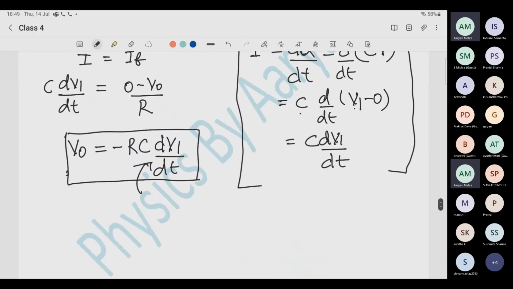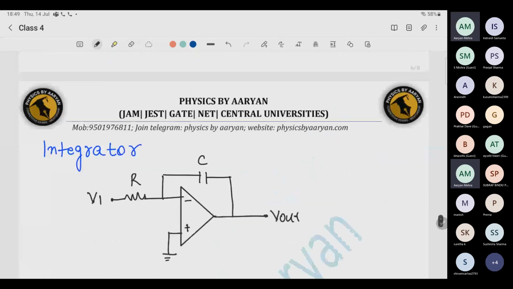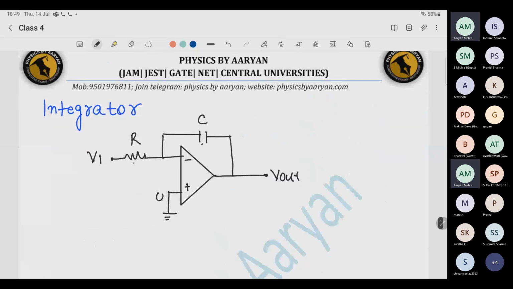The last thing we are left with is the integrator. If we want to integrate, it is very simple. In this circuit, the capacitor was here and the resistor was here. Now just reverse them. So put the resistor here, capacitor here. So now again, if voltage is here 0, here 0. Again, I am applying the virtual ground concept again and again. This is current I and this is current IF. These both are equal.